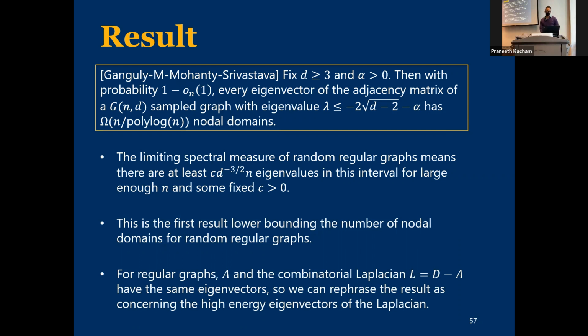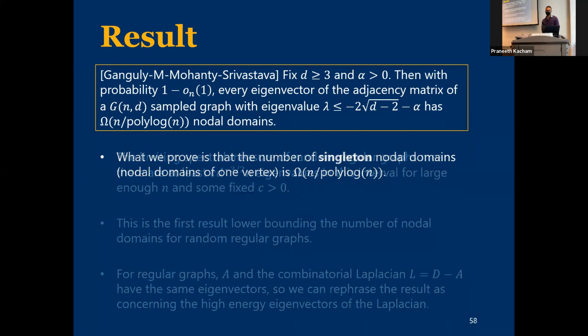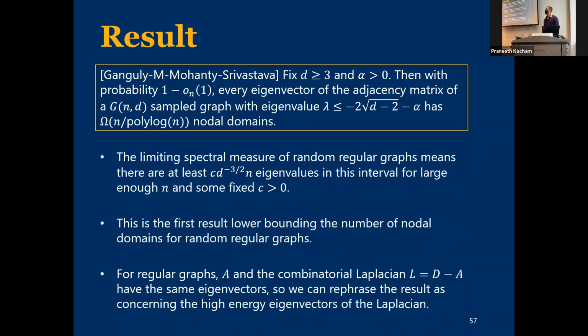Okay, so how do we actually show this? What we prove is that the number of singleton nodal domains of one vertex is Omega(n over polylog n). That's the only thing that we end up counting. Question: we were talking about eigenvalues of the Laplacian, but this result needs something about the eigenvalues of the adjacency matrix. Are we talking about nodal domains of the adjacency matrix or the Laplacian? These have the same eigenvectors, because the Laplacian is just D minus the adjacency matrix. For a regular graph, D is just a multiple of the identity. So the high energy eigenvectors of the Laplacian are just the most negative eigenvectors of the adjacency matrix. But yes, that's worth clarifying.